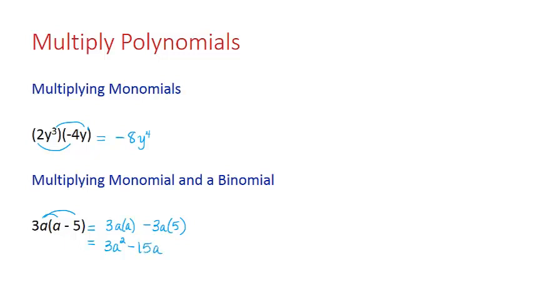I also want to point out, if you have a negative monomial, let's say you have negative 4x squared times (x minus 5), just be careful when you distribute the negative that you change the signs. Negative 4x squared times x is a negative 4x cubed after adding the exponents of the like terms. But negative 4x squared times negative 5 would make that a plus 20x squared.